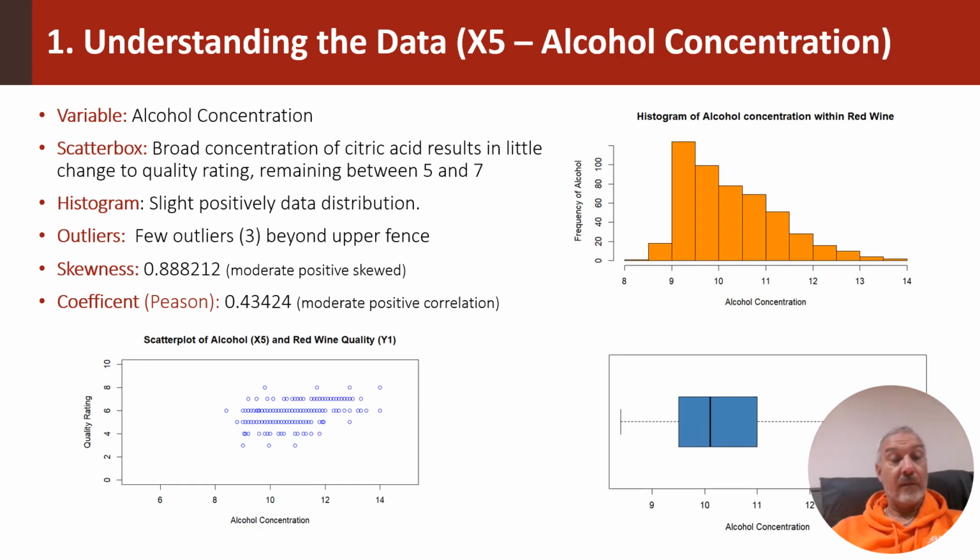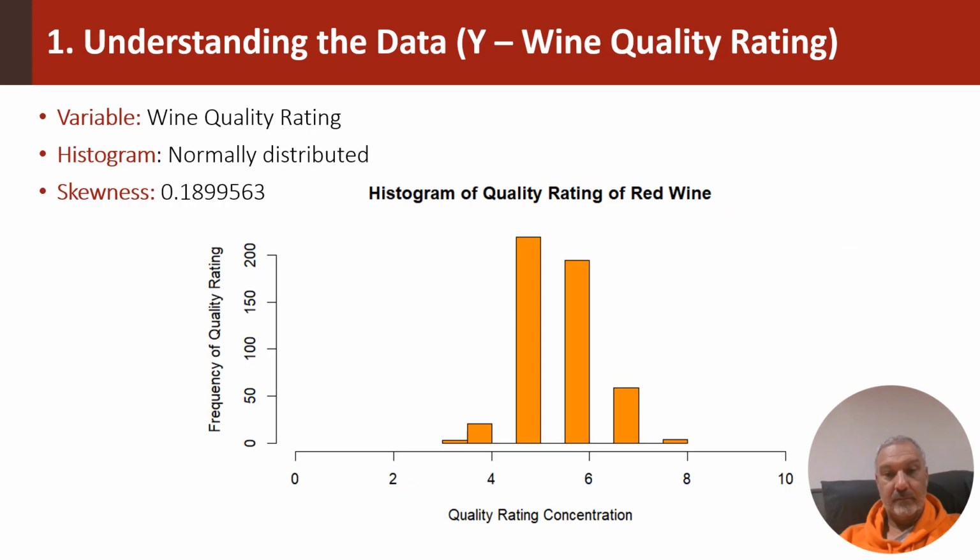X5 variable is positively skewed to the right, displays a moderate positive correlation with red wine quality and no distinct outliers. The Y variable of interest, wine quality score, is normally distributed with a slight skewness of 0.1899.